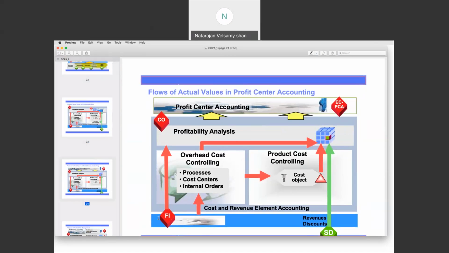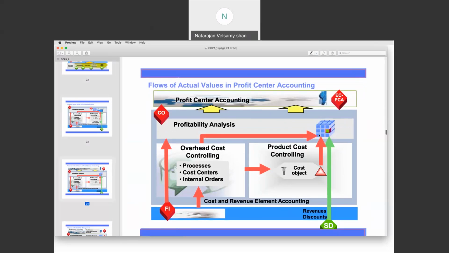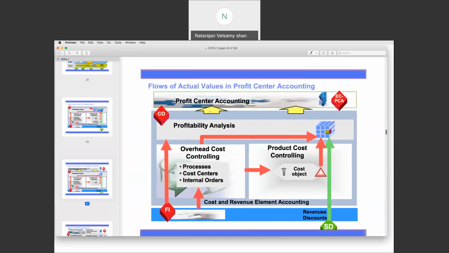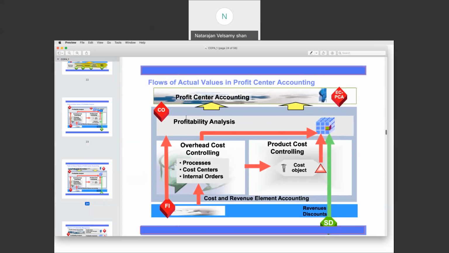This is the flow of actual values in profit center accounting. From FI, things will go to the CO. From SD, things will go to the CO. From there, it is going to the profit center accounting. So each cost center has a profit center. Similarly, each order has a cost center, and in that way all the data are flowing into the profit center accounting.